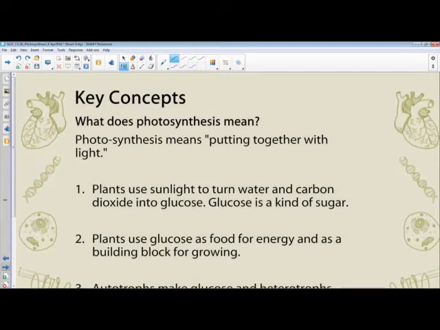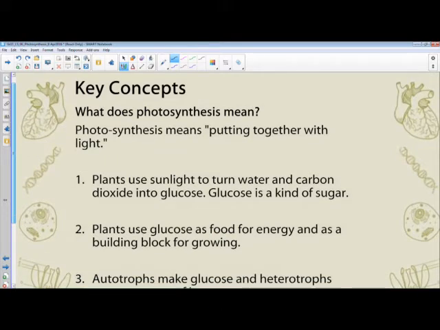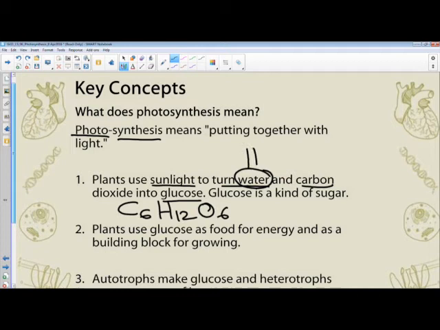So guys, what does photosynthesis mean? Let's break up the word and look at what it actually means. Photo means light, and synthesis refers to the process of synthesizing or putting things together. So essentially the concept is using light to put chemicals or molecules together. Plants use sunlight to turn water and carbon dioxide into glucose. If you look at glucose, the chemical formula for glucose is C6H12O6. If you look at this very carefully, here you see both the elements of water, H2O, and carbon dioxide, CO2, coming together to give you this glucose molecule, which is a type of sugar.